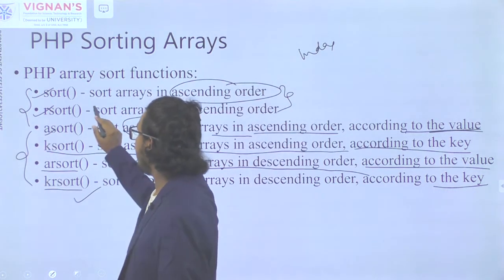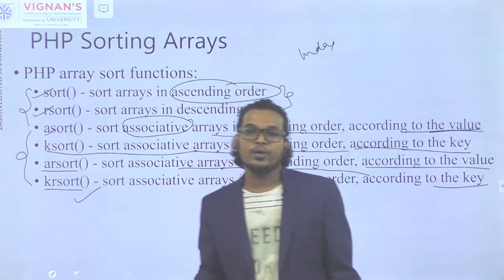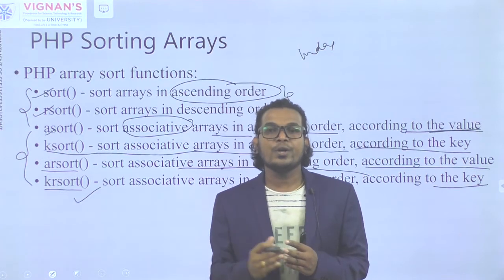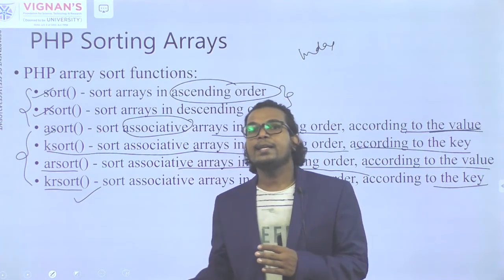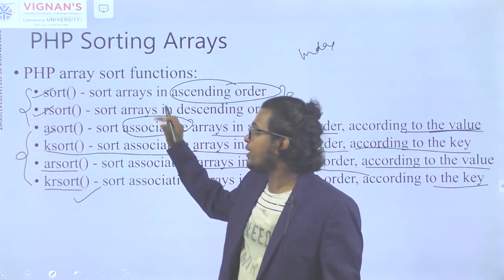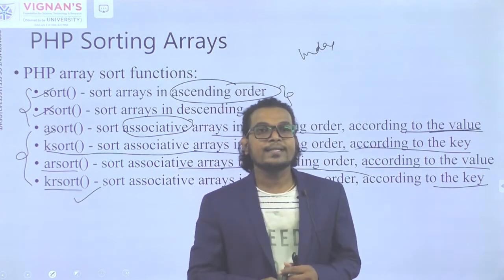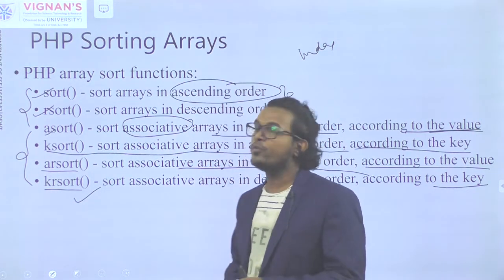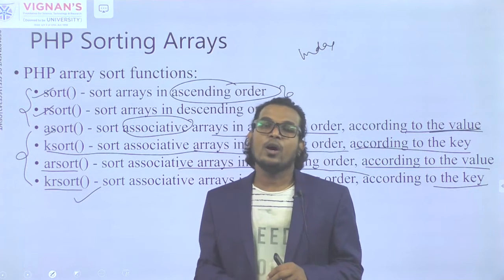What is the first one? First one is sort and rsort. Sort we are using for printing the ascending values, and rsort we are using for printing the descending values. And these two sort functions we are applying on the indexed array, and the remaining 4 sorting functions we are applying on the associative array.